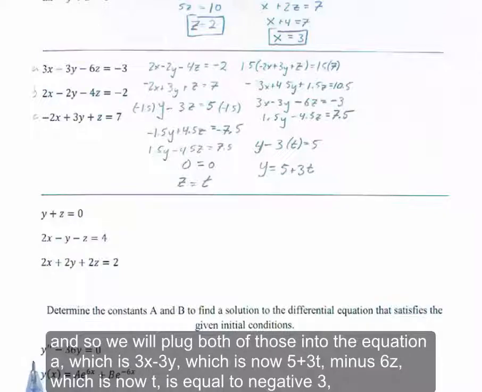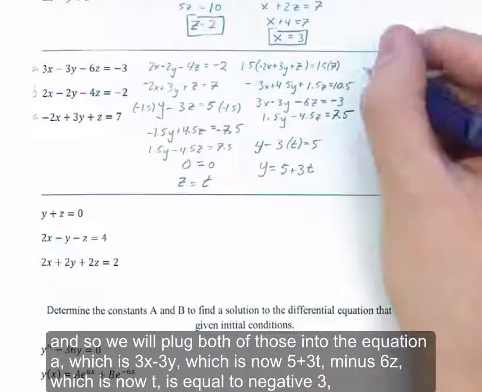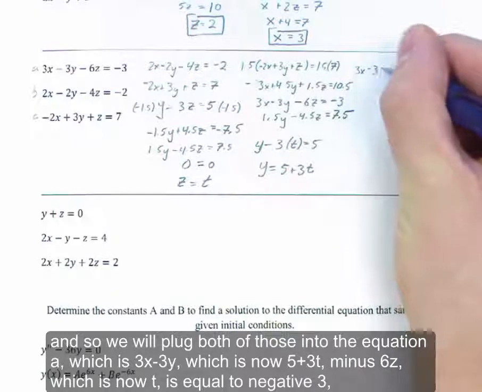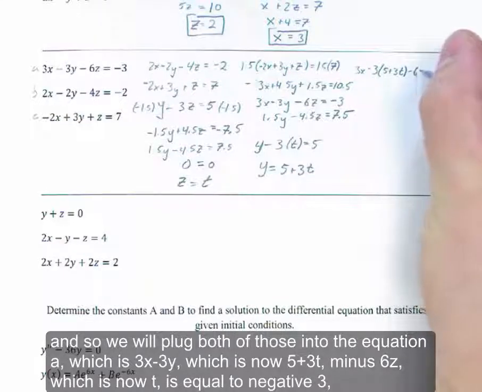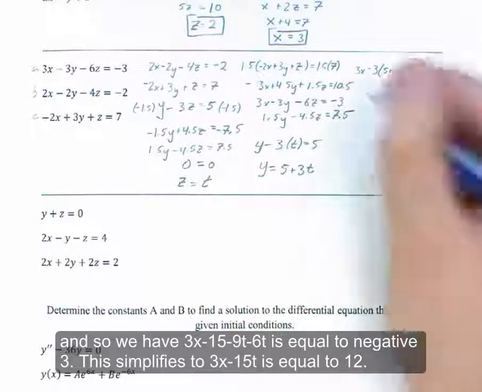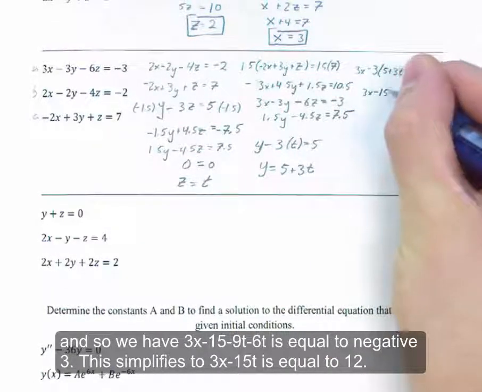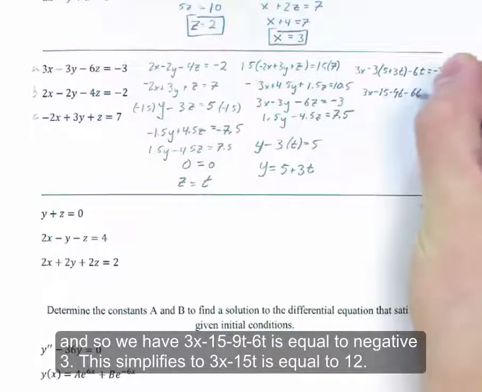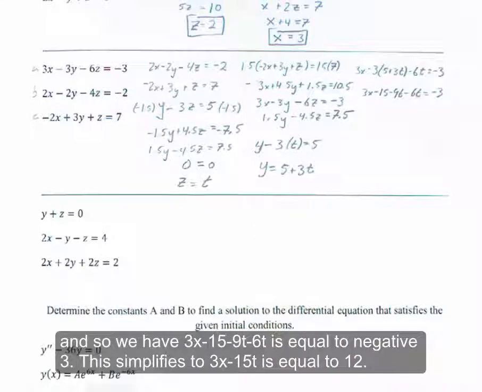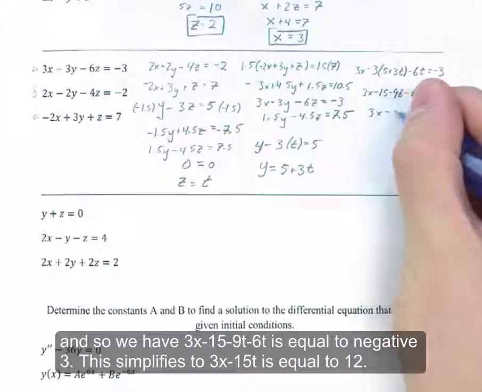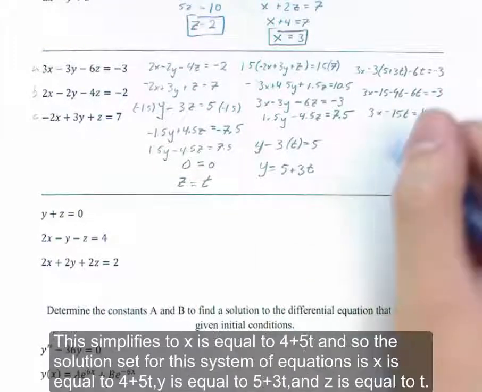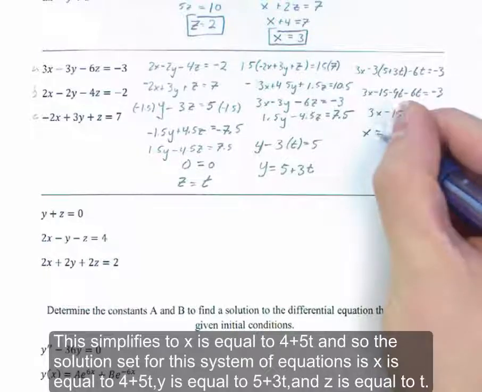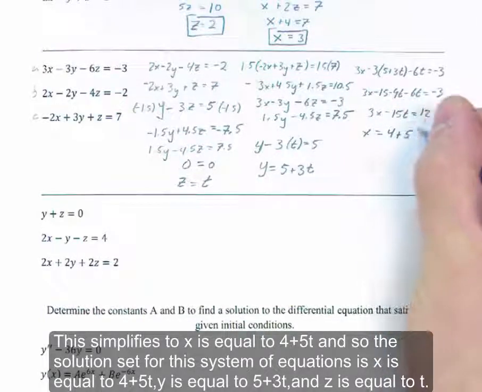And so we will plug both of those into equation A, which is 3x minus 3 times y, which is now 5 plus 3t, minus 6 times z, which is now t, is equal to negative 3. And so we have 3x minus 15 minus 9t minus 6t is equal to negative 3. This simplifies to 3x minus 15t is equal to 12. This simplifies to x is equal to 4 plus 5t.